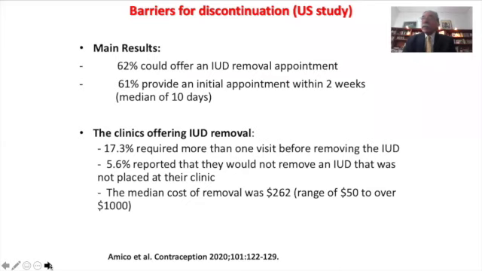And the main results are that 62% could offer an IUD removal appointment. 61% provided an initial appointment within 2 weeks, median of 10 days. But of the clinics offering IUD removal, 17% require more than 1 visit before removing the IUD. I cannot understand why women need 2 appointments to remove an IUD. 5% reported that they will not remove an IUD that was not placed at their clinic, and the median cost of removal was $262, with a range from $60 to over $1,000 for removal. Next slide.